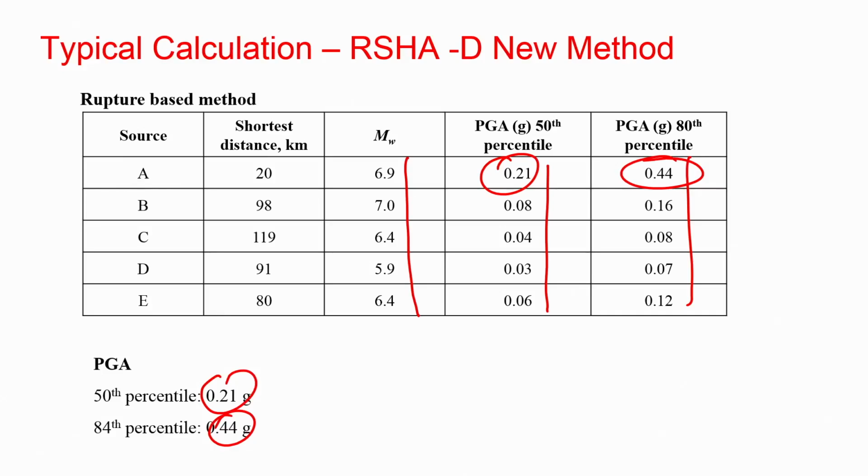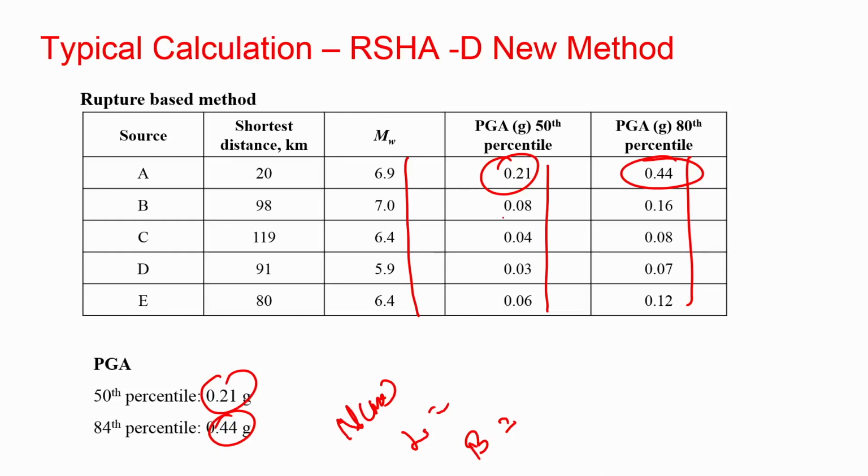So, if I want to weigh them, I take the deaggregation factor, Nm naught, where alpha and beta I take from the number of earthquakes. Then sources A and B will get less weightage and the other sources will get more weightage, and that is reflected in the rupture based seismic hazard analysis in the probabilistic approach. So, that is the difference.